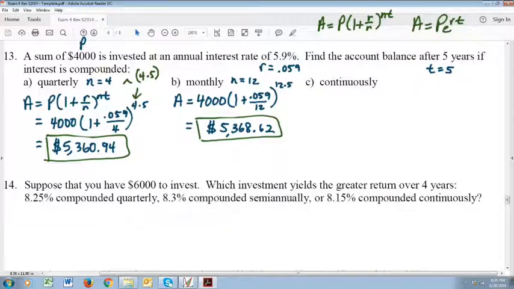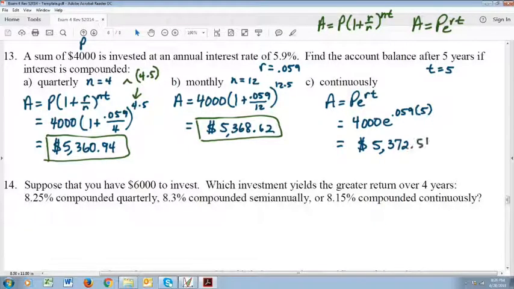That's when we use the Pert formula, or what I call the Pert formula. So let's go ahead and plug in our numbers here. And when you plug that into your calculator, you should get $5,372.51. So don't forget, when you put an e in your calculator, just use second ln. And you may, depending on the calculator you have, have to put this part in parentheses.